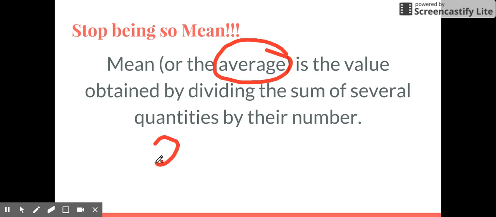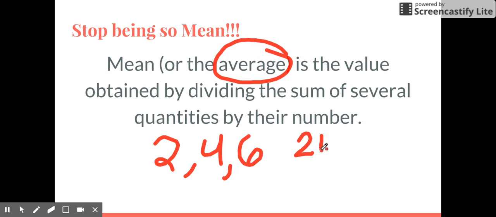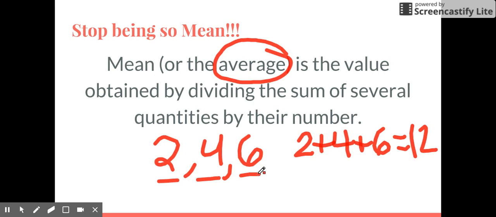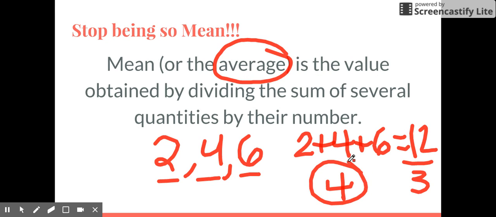So for example, if I had 2, 4, and 6, I would take those numbers and add them up, 2 plus 4 plus 6, which is 12, and then I count how many numbers I had. I had 1, 2, 3 numbers, and that's what I divide that sum by. So my average here would be 4.